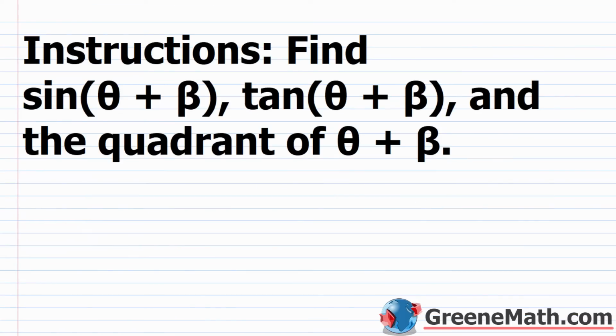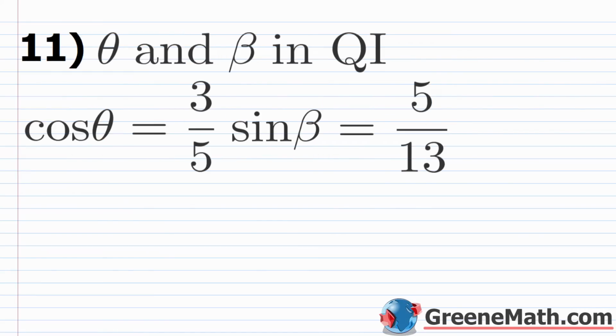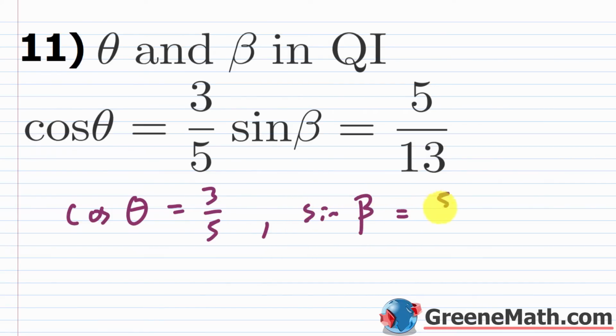All right, for the next few problems, we want to find the sine of theta plus beta, the tangent of theta plus beta, and the quadrant of theta plus beta. For problem 11, we are given theta and beta individually, not theta plus beta. They're both going to be in quadrant 1. We're told that the cosine of theta is 3/5 and the sine of beta is 5 over 13. Let me write this down. So the cosine of theta is equal to 3/5 and the sine of beta is equal to 5 over 13.